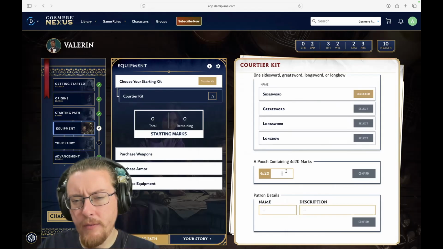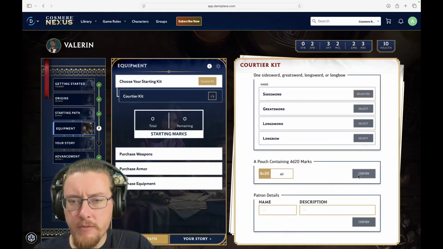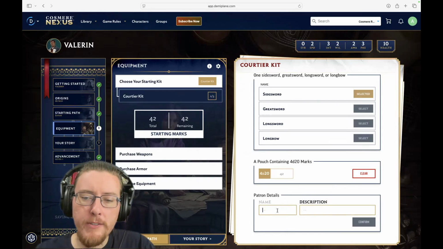The halfway point is 42. I think it's 42. I'm going to say 42 marks. But just roll your d20. Patron details. This is when you really need to work with your GM on what patrons are available.